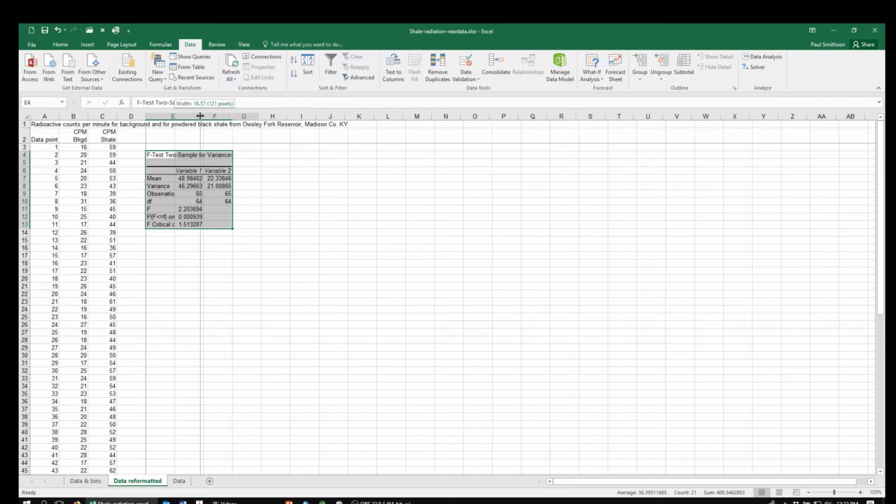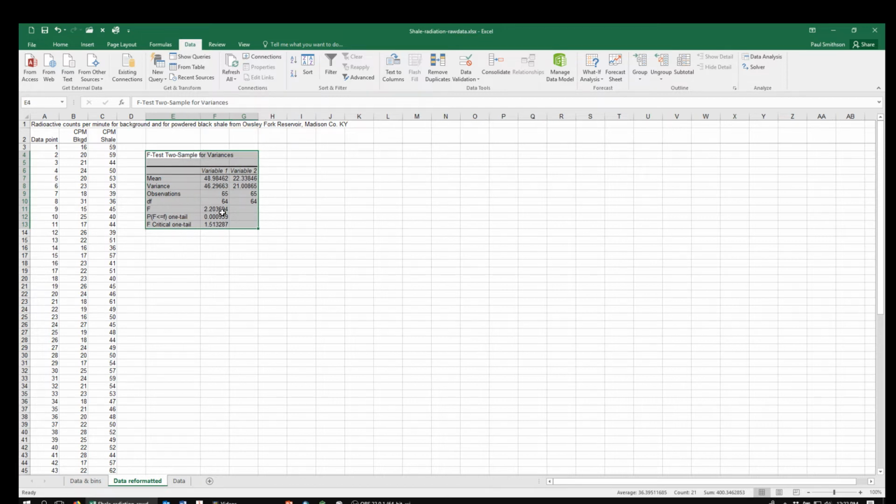Alright. Our F-stat calculated is 2.2. The critical value is 1.5. So our calculated value is greater than the critical value. That means we have to consider these variances unequal. That's a little surprising. They look kind of similar to me.